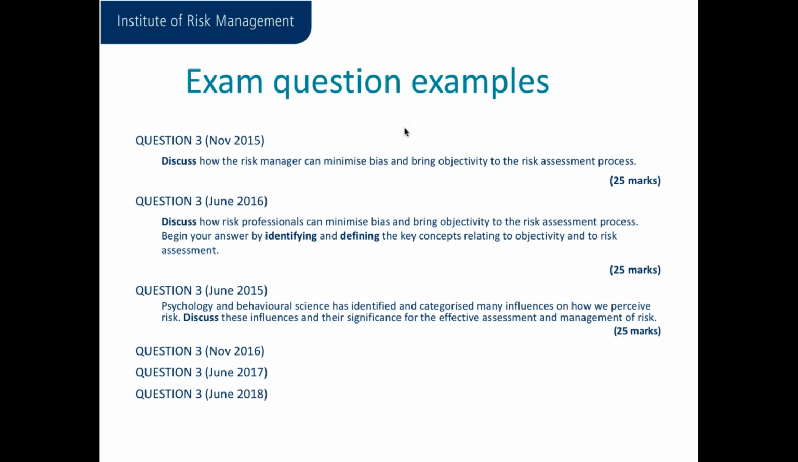Begin your answer by identifying and defining the key concepts relating to objectivity and to risk assessment, which is one of the reasons why I talked about definitions in there. In June 2015, they talked about psychology and behavioural science has identified and categorised many influences on how we perceive risk. Discuss these influences and their significance for the effective assessment and management of risk.